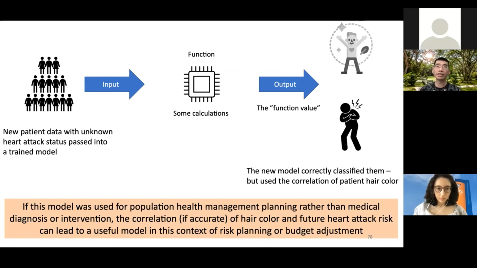And the resulting model will most likely learn to weight these correlation features like hair color as an important factor for heart attack risk, predicting that people with white or gray hair have a higher risk of heart attack in the next 12 months. And now, clearly, this is not a medically relevant correlation, and coloring gray people's hair to black as an intervention will not reduce the heart attack risk, right?